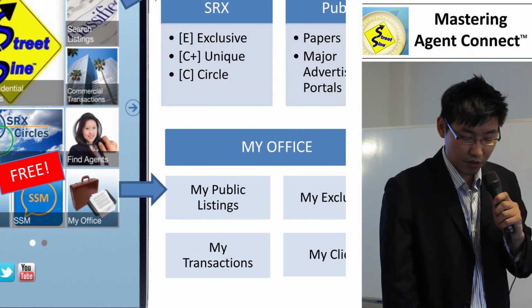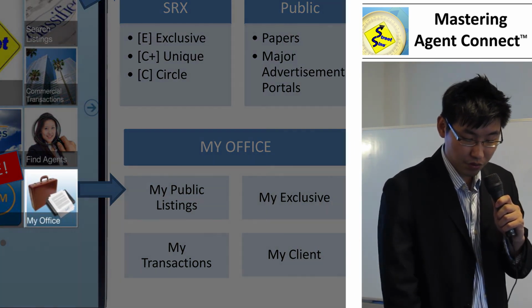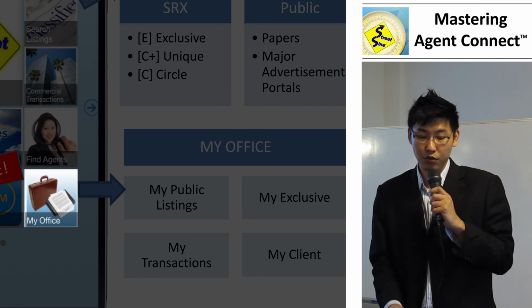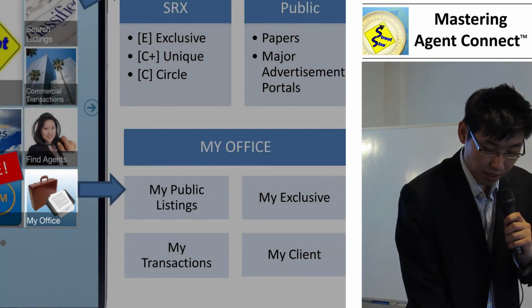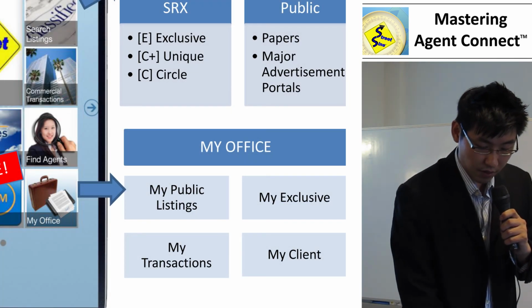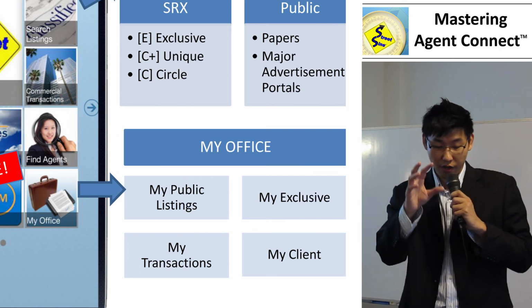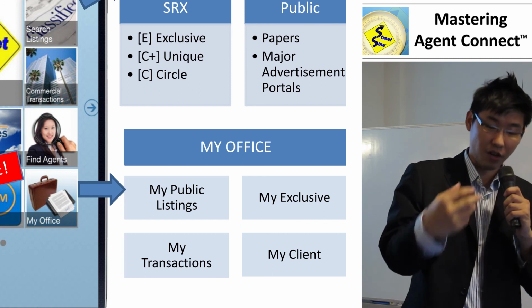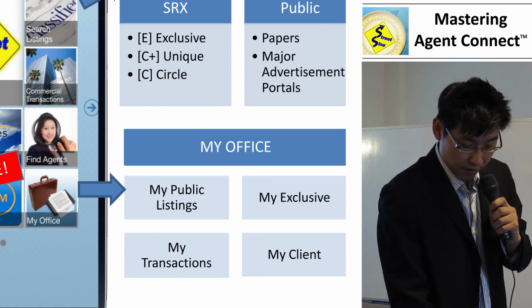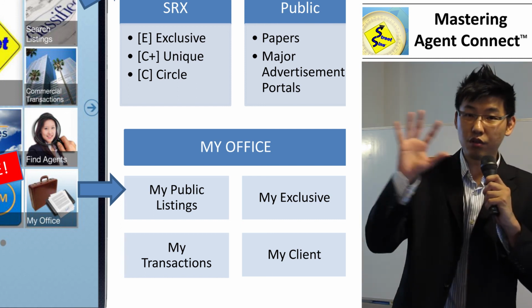And finally, we have the My Office. My Office allows you to look for a few things, namely these four: your listings, your exclusives, your transactions, and it helps you organize your clients. And this is the general overview.